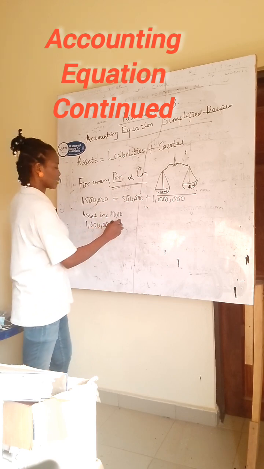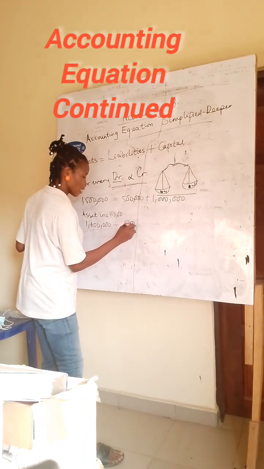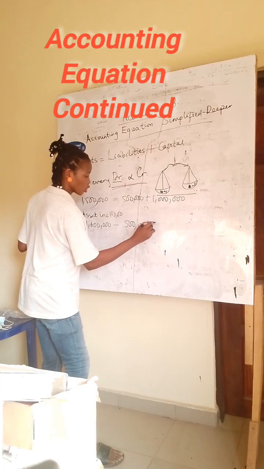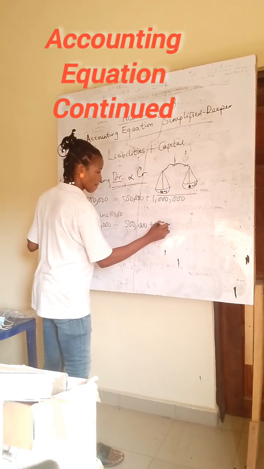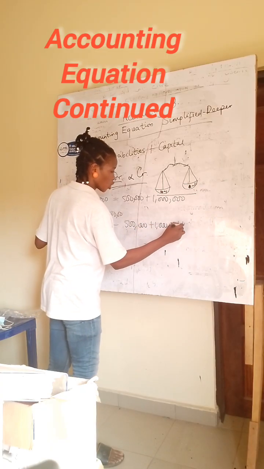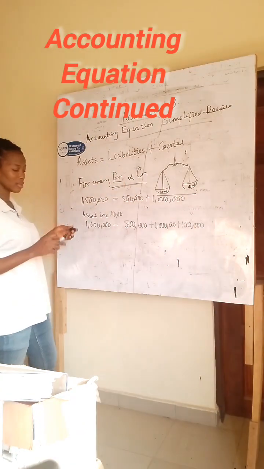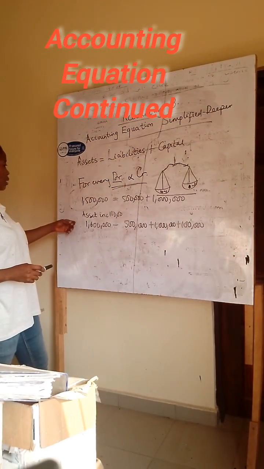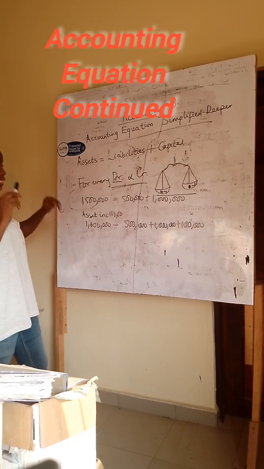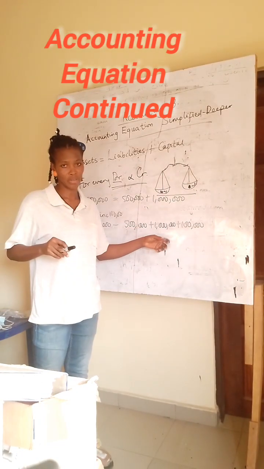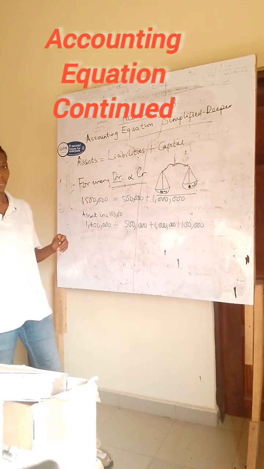So it means that this 500,000 naira plus 1 million plus 100,000, because it must balance. So whenever your asset increases, there must be a corresponding increase on this other side of the equation. Are we together?